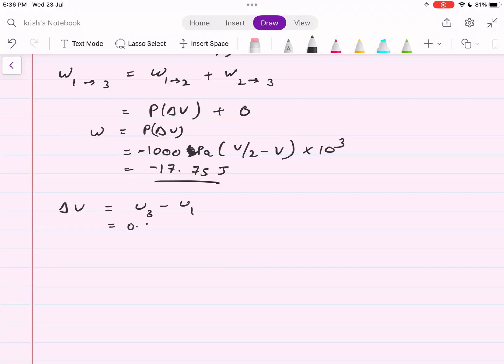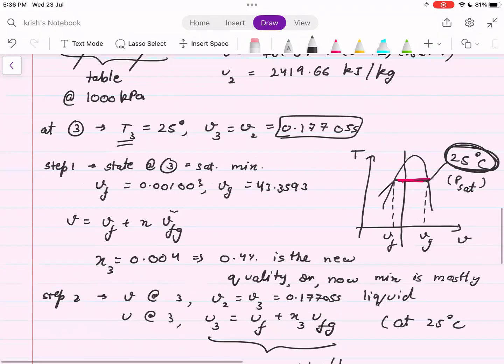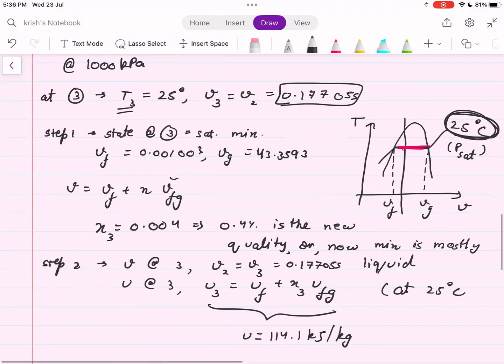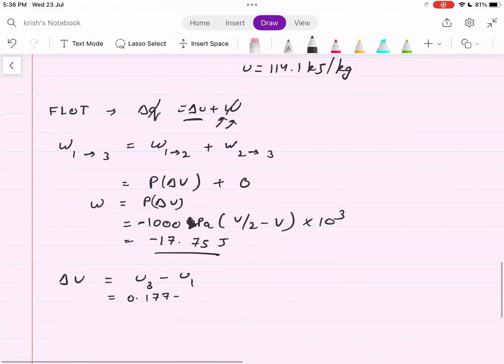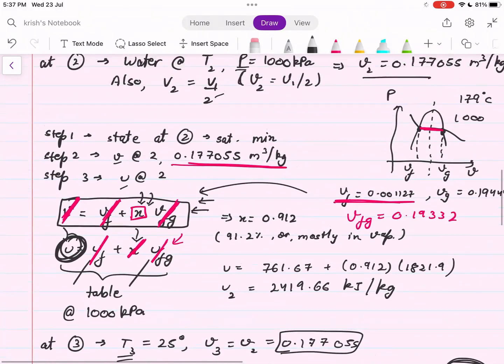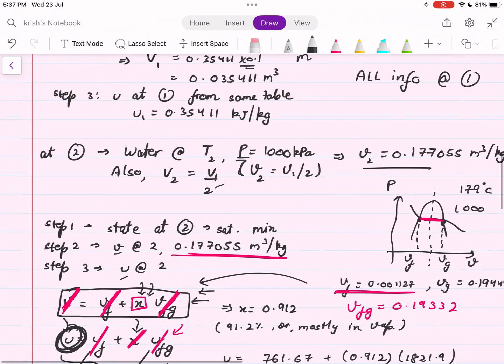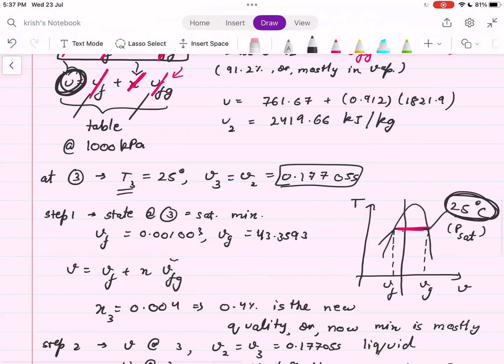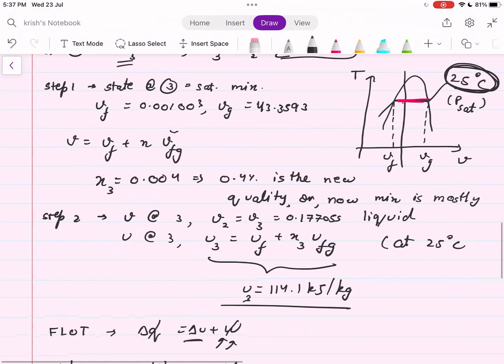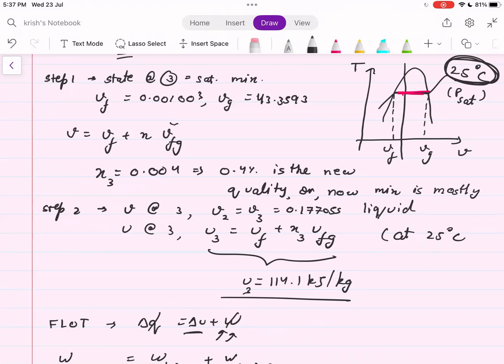U3 is 0.177 and, sorry, U3 is not this. U3 is this, 114.1, minus 0.35411. Something is up here. Just give me a second.